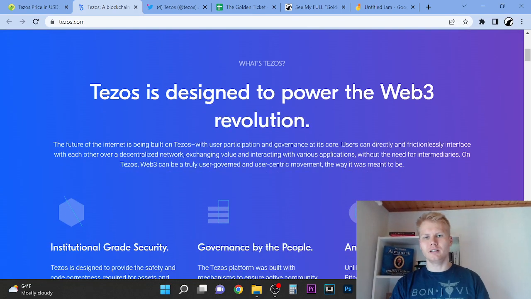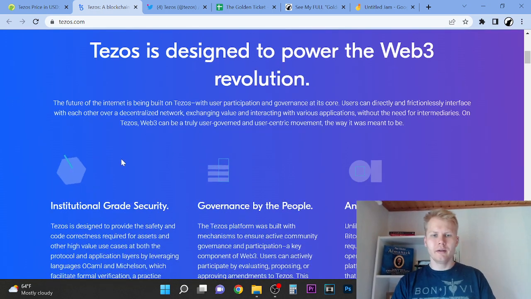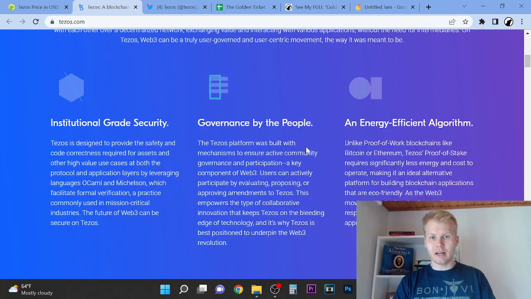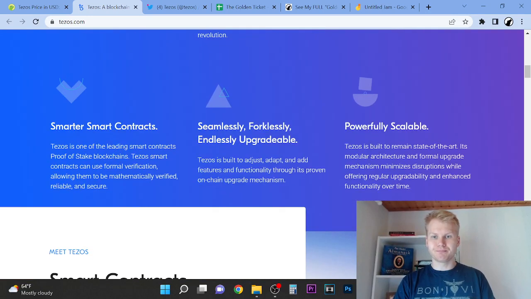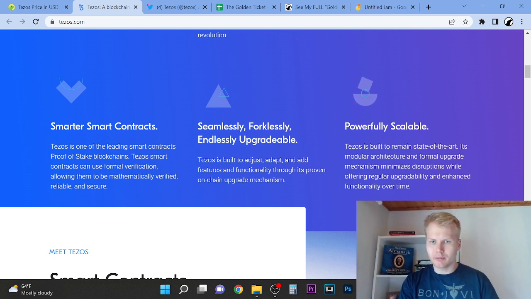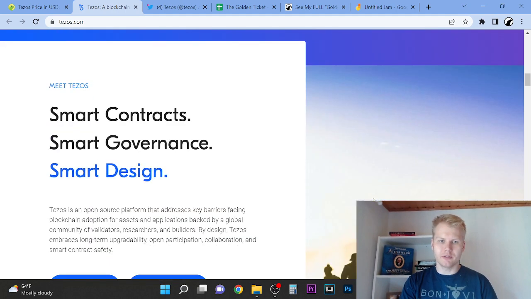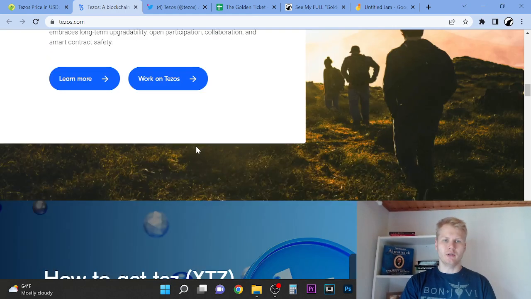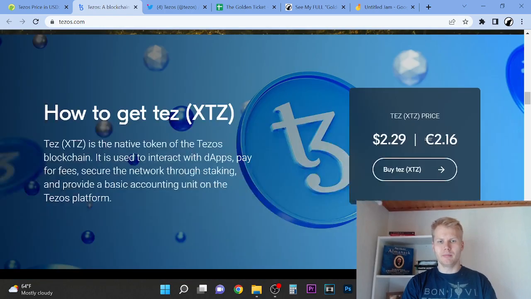You can see it's made to power the Web3 revolution. It's secure, decentralized, and scalable. Tezos is built to remain state of the art, its modular architecture and formal upgrade mechanism minimize disruptions while offering regular upgradability and enhanced functions over time. They also have their own smart contract language.